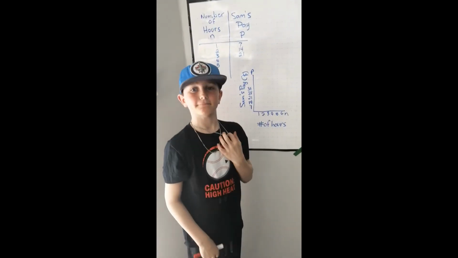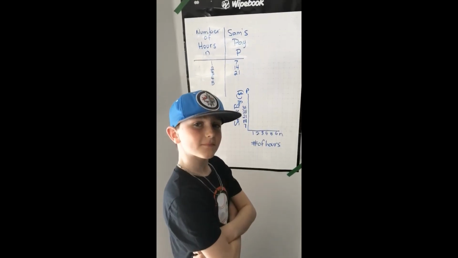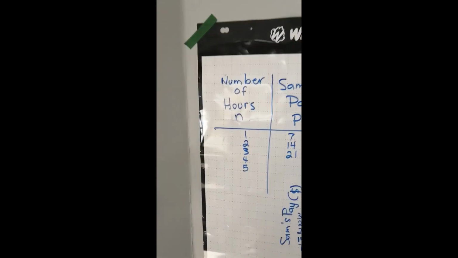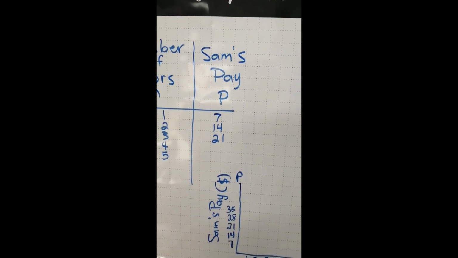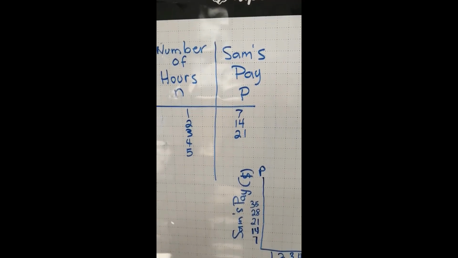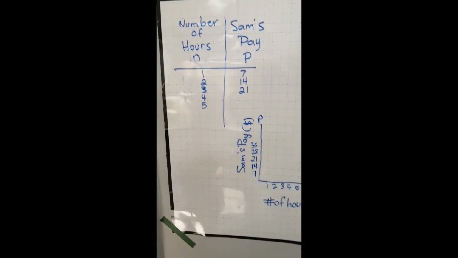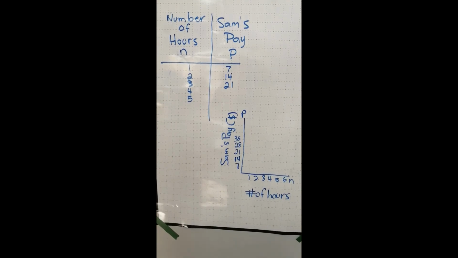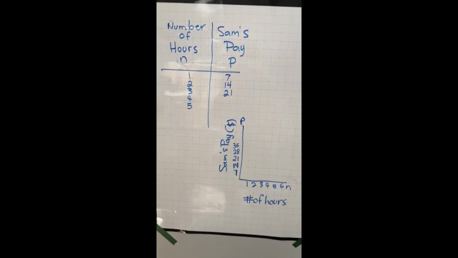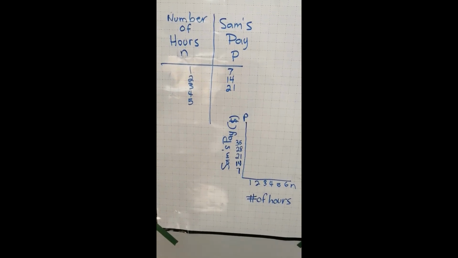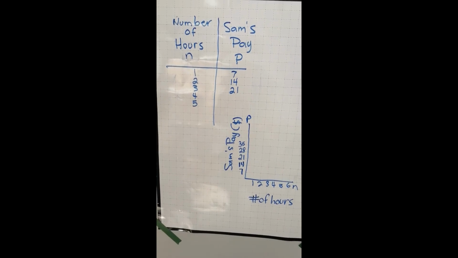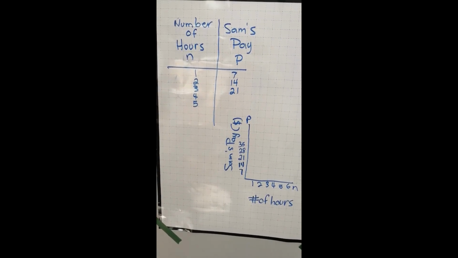All right, Scott. So the first thing we've got to do is get that chart filled in where it says number of hours, which is going to be n. And then we've got Sam's pay, which is going to be represented by the variable P for pay. If Sam works 1 hour, the pay would be $7. For 2 hours, it's $14. For 3 hours, $21.